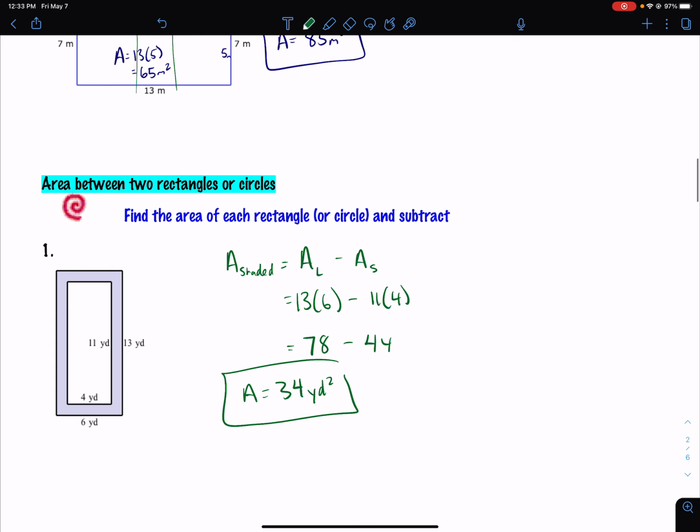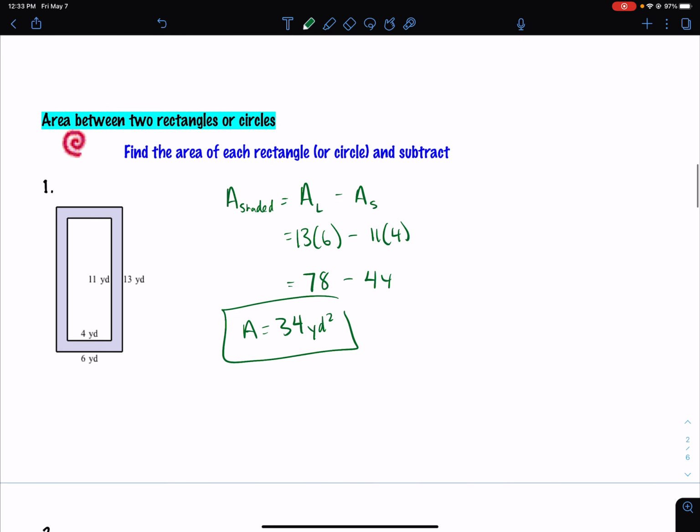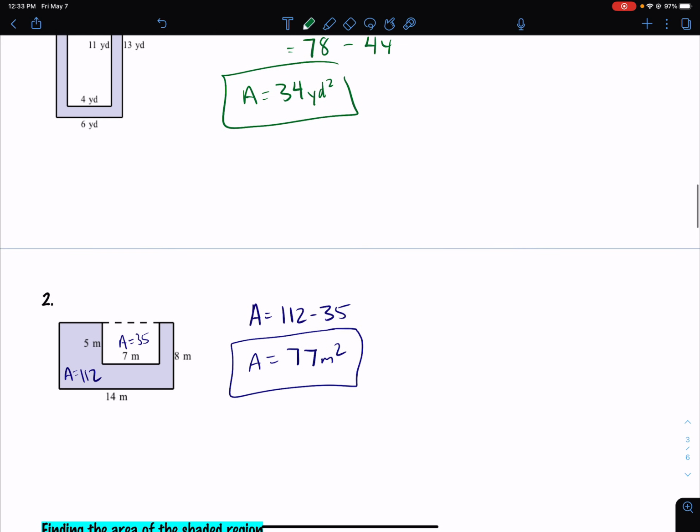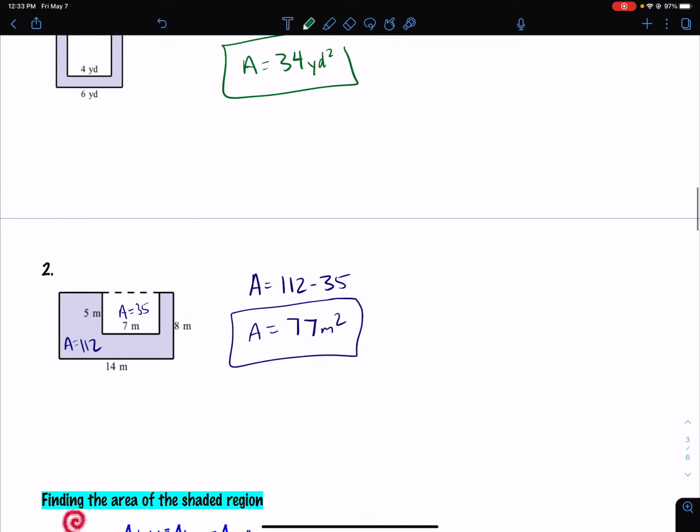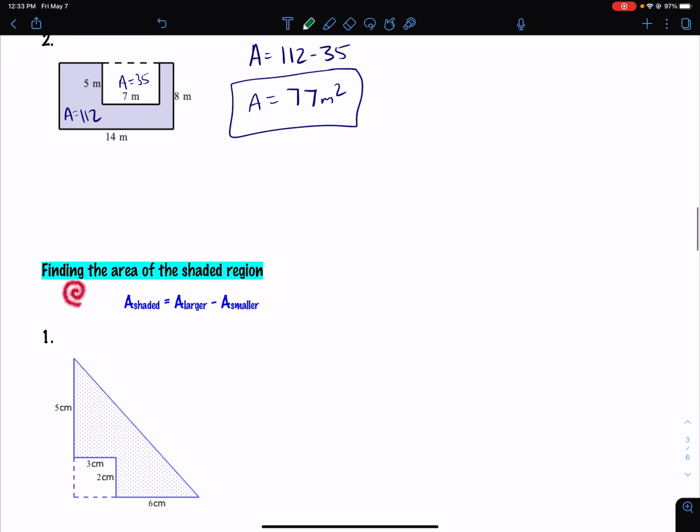Okay? All right, you can try the next one, see how you do. So the area of the shaded one in that was, the bigger one was 112, the smaller one was 35. So subtract them, and you would have gotten 77 meters squared. All right, here we go.